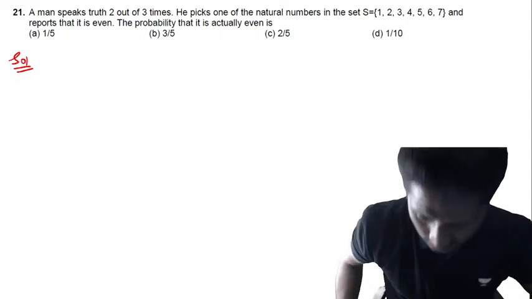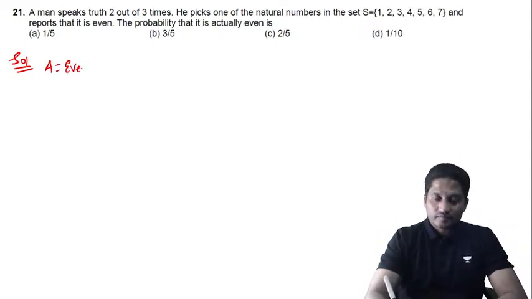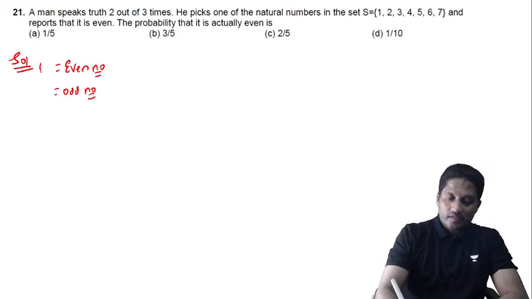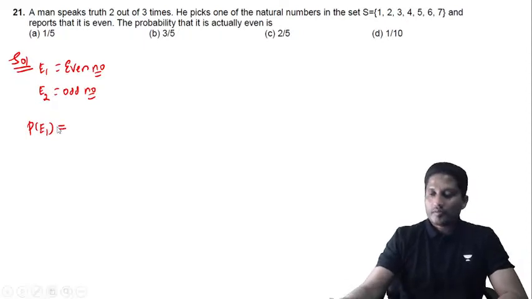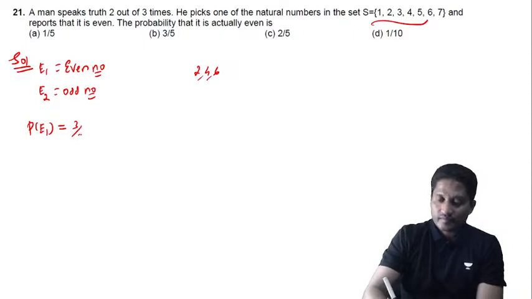Okay, now I'll take it like this. Capital A is equal to the event of getting an even number, and B is equal to getting an odd number. So I'll take these as E1 and E2. Let's say this is E1, this is E2. The probability of E1 is the probability of getting an even number, that is 2, 4, 6, so 3 by 7. P of E2 is equal to 1 minus 3 by 7, odd number, is 4 by 7.